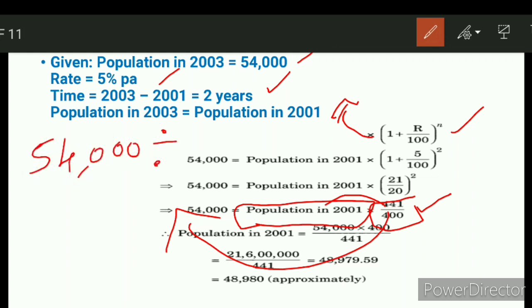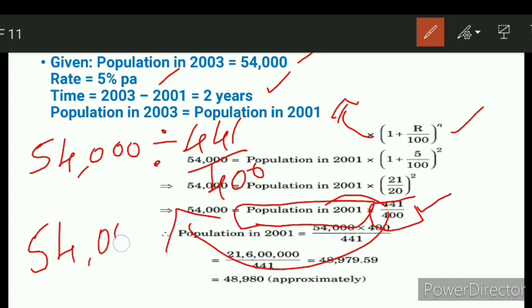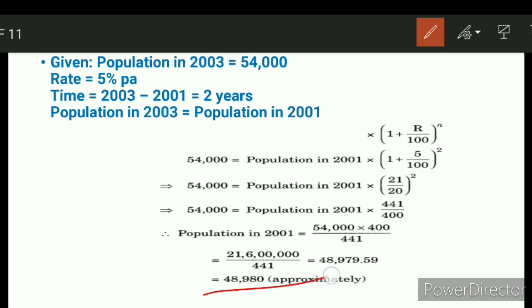divided by 441 by 400. Yeah, how will we do fraction division? We will take the reciprocal: 400 by 441. That is only given here. This step, that is. Okay. They multiplied these two, 54,000 by 400.